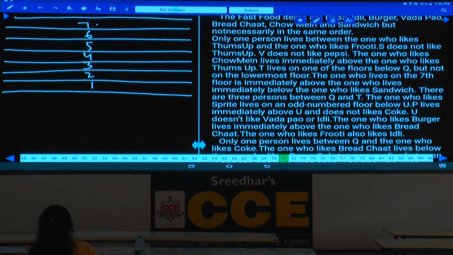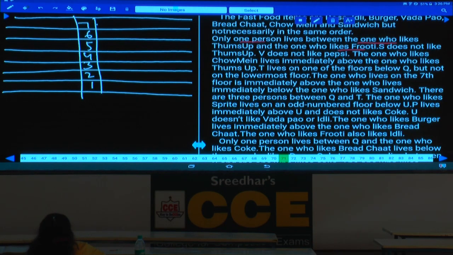Seven different drinks. Then the first one, what is the information here? Only one person lives between the one who likes thumbs up and the one who likes fruity. Thumbs up and fruity, how many persons are there? There is only one person between thumbs up and fruity. Now thumbs up and fruity, there must be exactly one person.